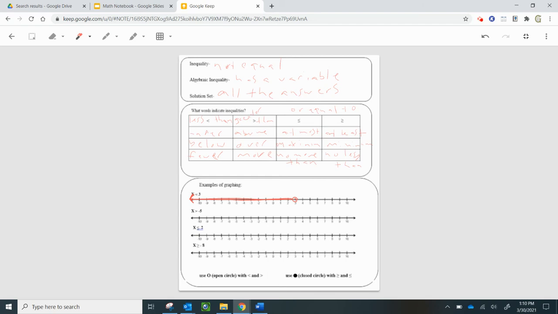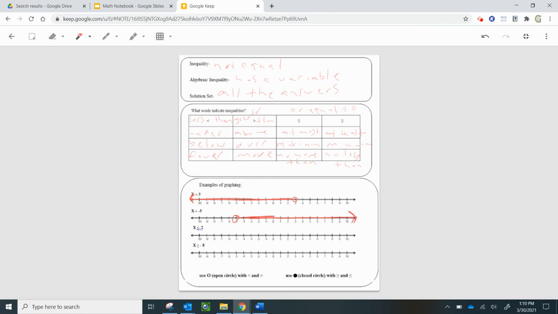In the next one, it's x is greater than -5. So find -5, draw my circle. Since it's greater than, it's not equal to, I'm not going to fill it in because it can't be -5. And then I've got to figure out where are numbers that are bigger than -5. I know positive numbers are bigger than negative numbers, so I'm going towards the positive ones.